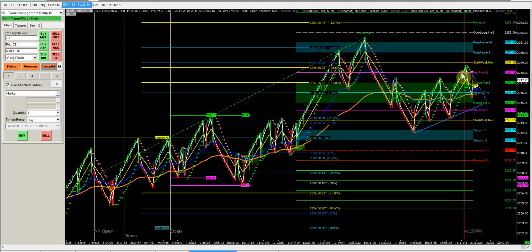Otherwise, I'd have no choice except to get out right up here. But that's still a chunk of change. It's still a nice profit.